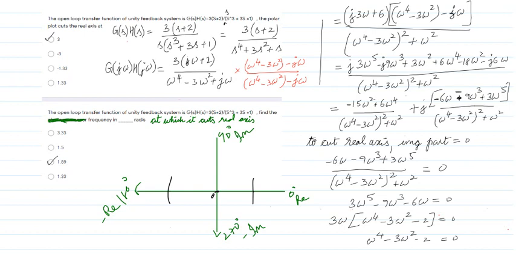Then what about the imaginary part? The terms having j. What are the terms having j? Minus 6 omega, then minus 9 omega cube, plus 3 omega power 5. Okay, this is the imaginary part. So real part plus j imaginary part. Now to find the point at which it cuts the real axis, I have to equate the imaginary part to 0. I am equating it to 0.